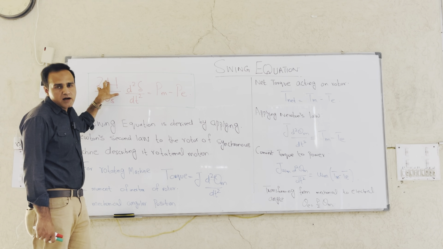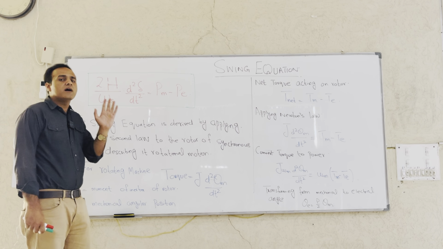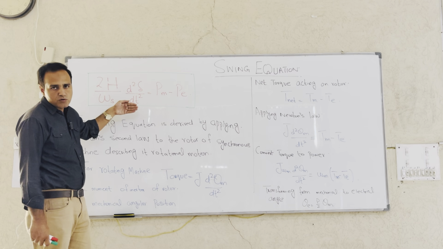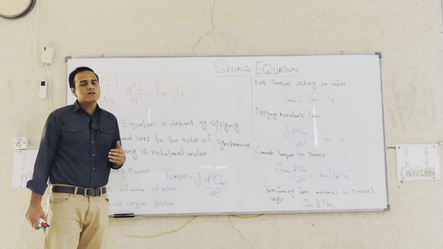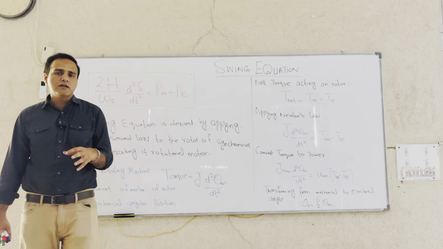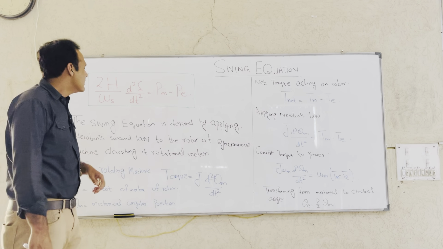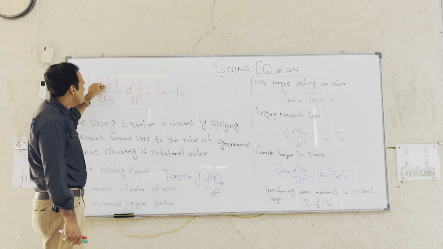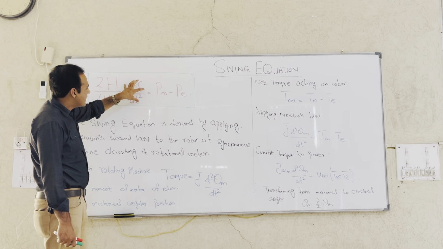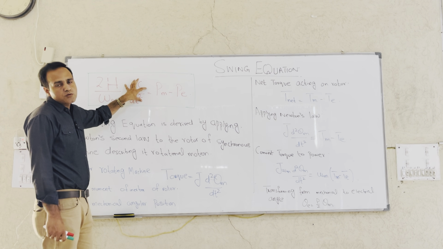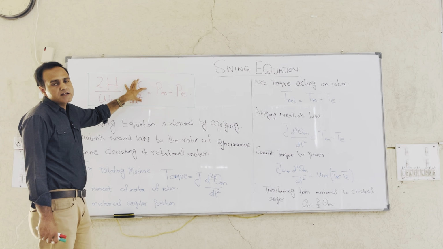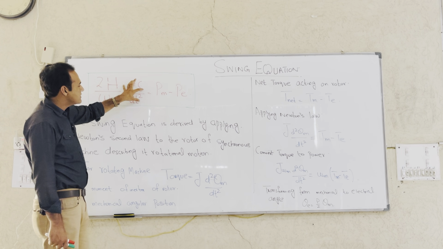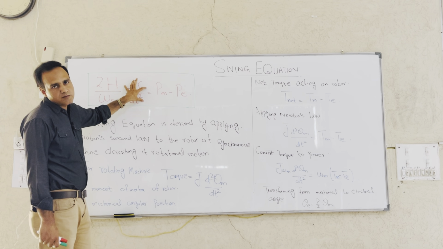So if we have high inertia, then our acceleration will be low. The change in the speed of the machine will be less if the machine has a higher inertia. Similarly, if the value of H is low, then automatically the acceleration will be more. So this equation also indicates the relationship between the inertia of a rotor and the acceleration gained by the rotor in case of any disturbance.